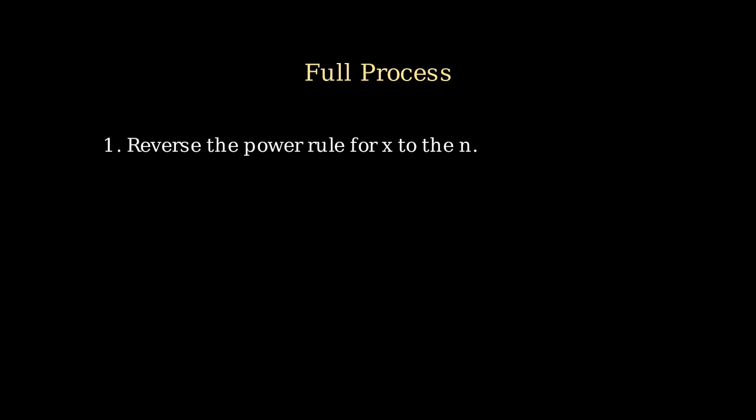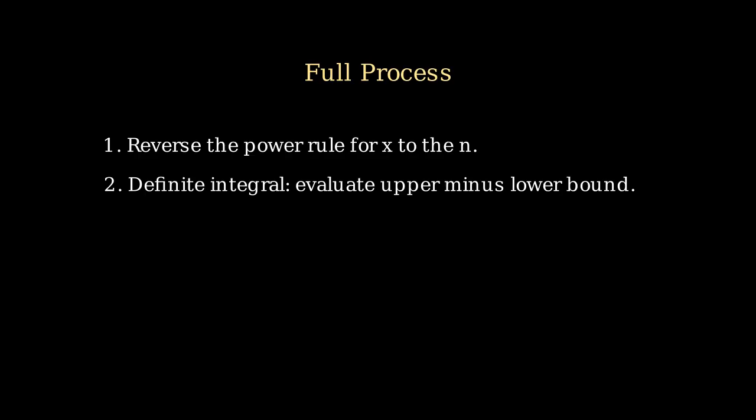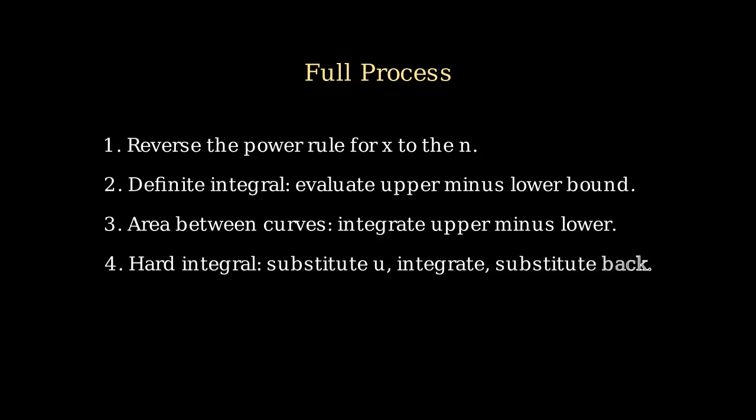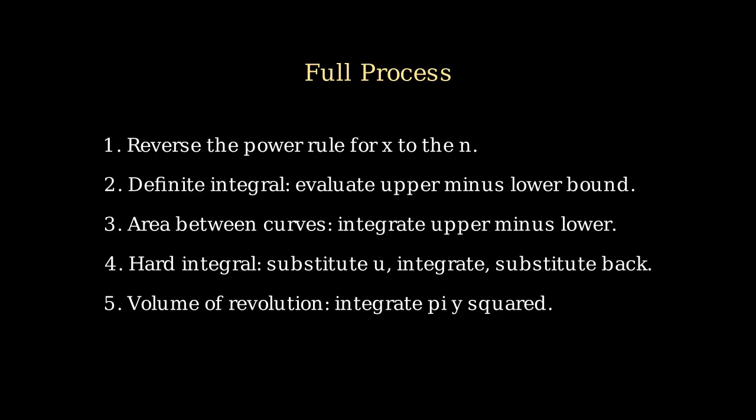Full process. Step 1. Reverse the power rule to find the general integral of x to the n. Step 2. For a definite integral, evaluate at the upper bound and subtract the value at the lower bound. Step 3. For area between curves, integrate the upper function minus the lower function. Step 4. For a hard integral, substitute u for part of the expression, integrate, then substitute back. Step 5. For a volume of revolution, integrate pi times y squared across the interval.